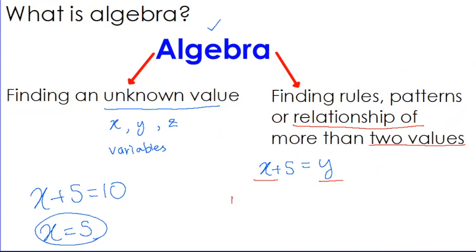Now, can you find the relationship between x and y? Whatever x you have, y is always 5 more than x. When x is 1, y is 6. When x is 2, y is 7. When x is 10, y is 15. It's always 5 more than x. So this is algebra as well.